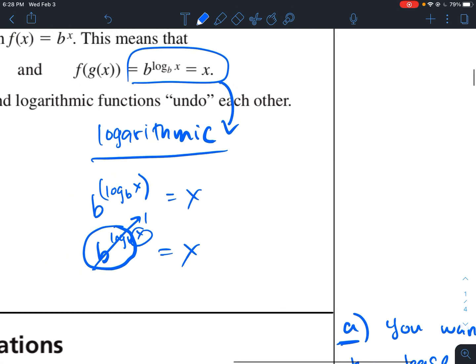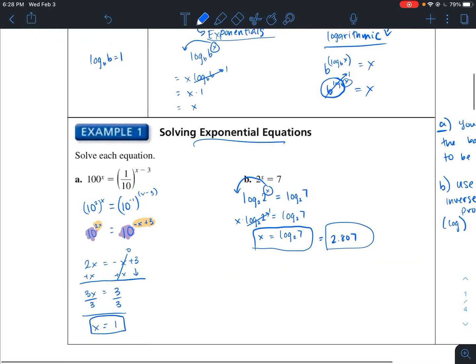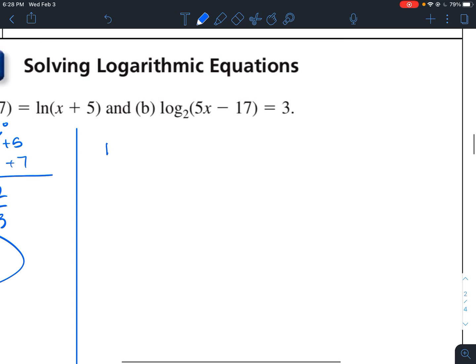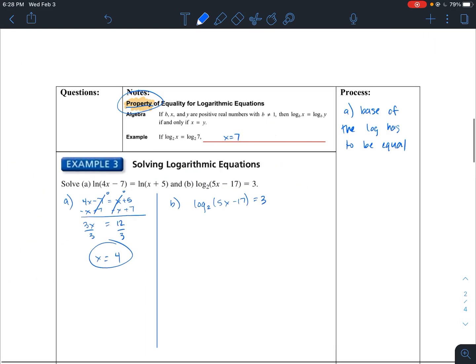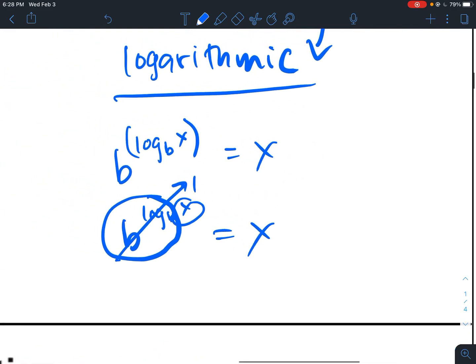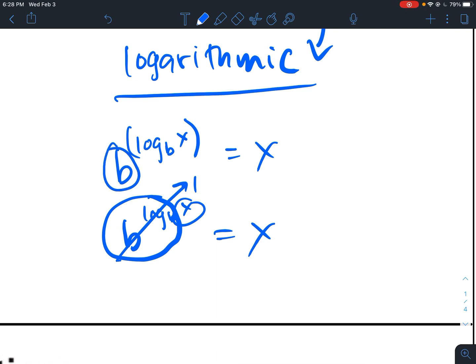Okay, so that's how you can solve logarithmic expressions. So here we have for b, log base 2 of 5x minus 17 equal to 3. If we're going to use the inverse property, then we want to take the base of an exponent, make sure that it's the same base as the logarithm.